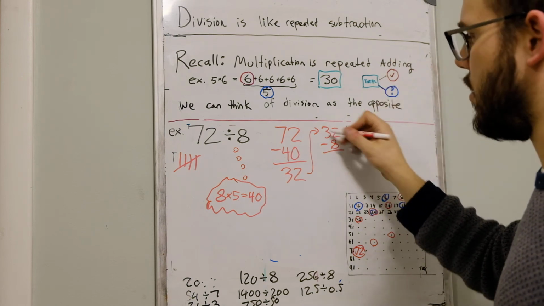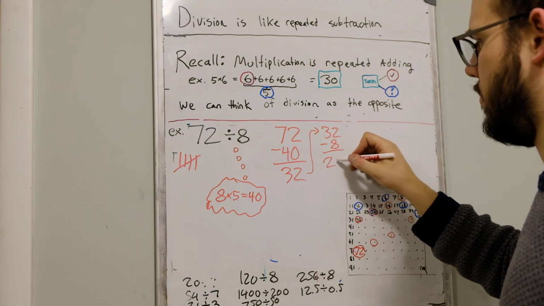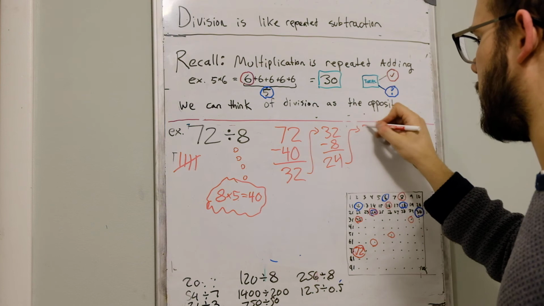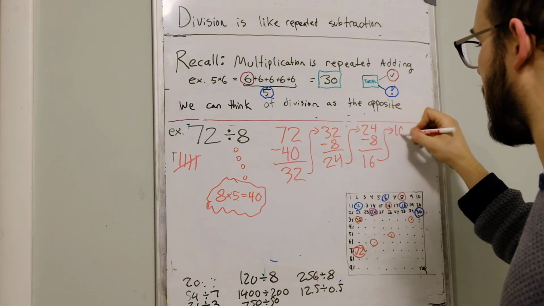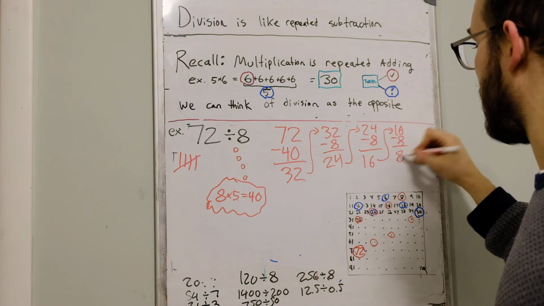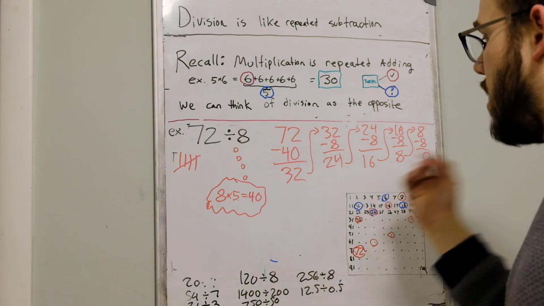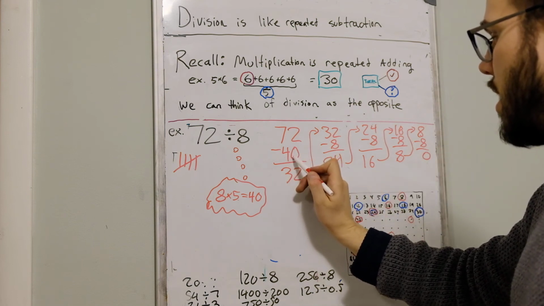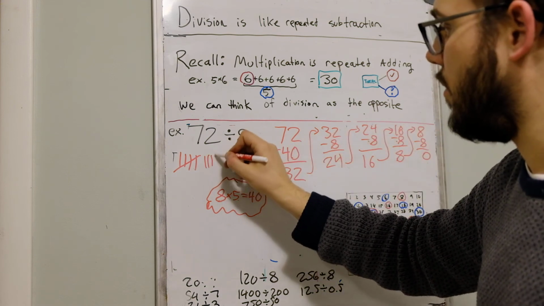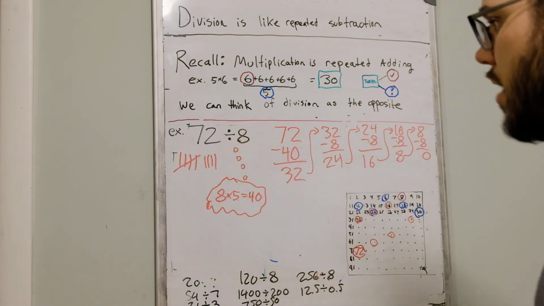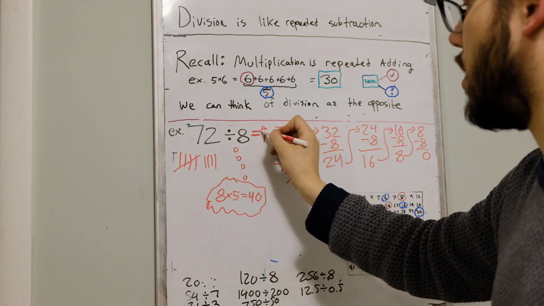We'll just continue like this. So 32 minus 8 would give me 24. And then 24 minus 8 would give us 16, and then 16 minus 8 gives us 8. And we're left with one more group, right? 8 minus 8 leaves us with 0. So how many groups? Well, we had 5 there already, and then 6, 7, 8, 9. So a total of 9 there. So our quotient to this is 9.